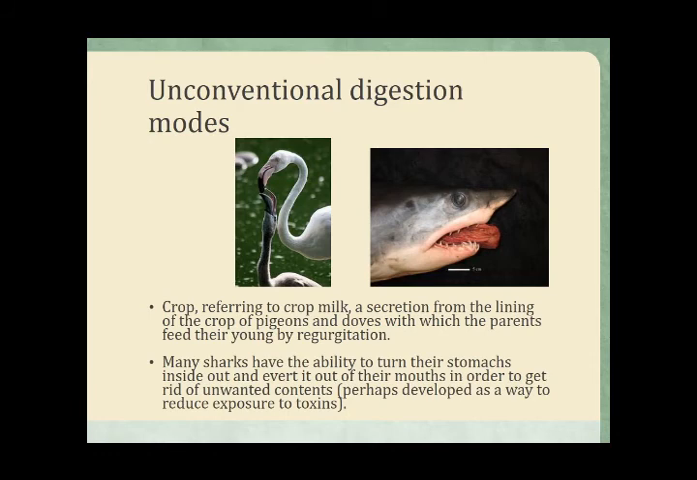Other animals have somewhat strange digestion modes. For example, some birds produce crop milk. Crop milk is actually a secretion from the crop of pigeons and doves. These birds eat something, and then the food becomes liquid. They just vomit the food into the mouths of the young. Sharks are able to turn their stomach inside out. Unlike us, we just vomit, but they can turn their stomach inside out.